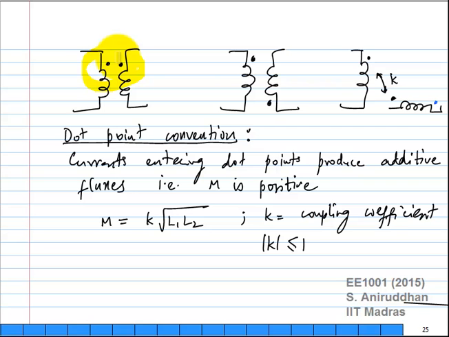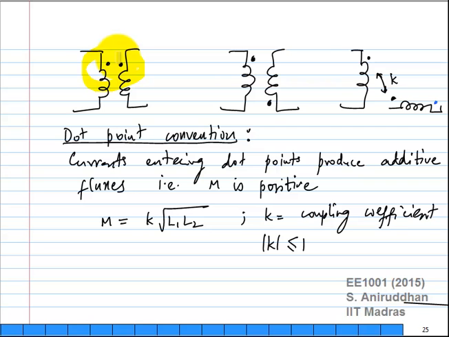Even with these dot points, you are still free to choose any voltage and current directions. If you end up having a negative current, for example, that will show up in your equations. The only difference is, if you choose currents entering the dot points and somebody tells you the coupling factor M is some number, you can assume that M is a positive number.